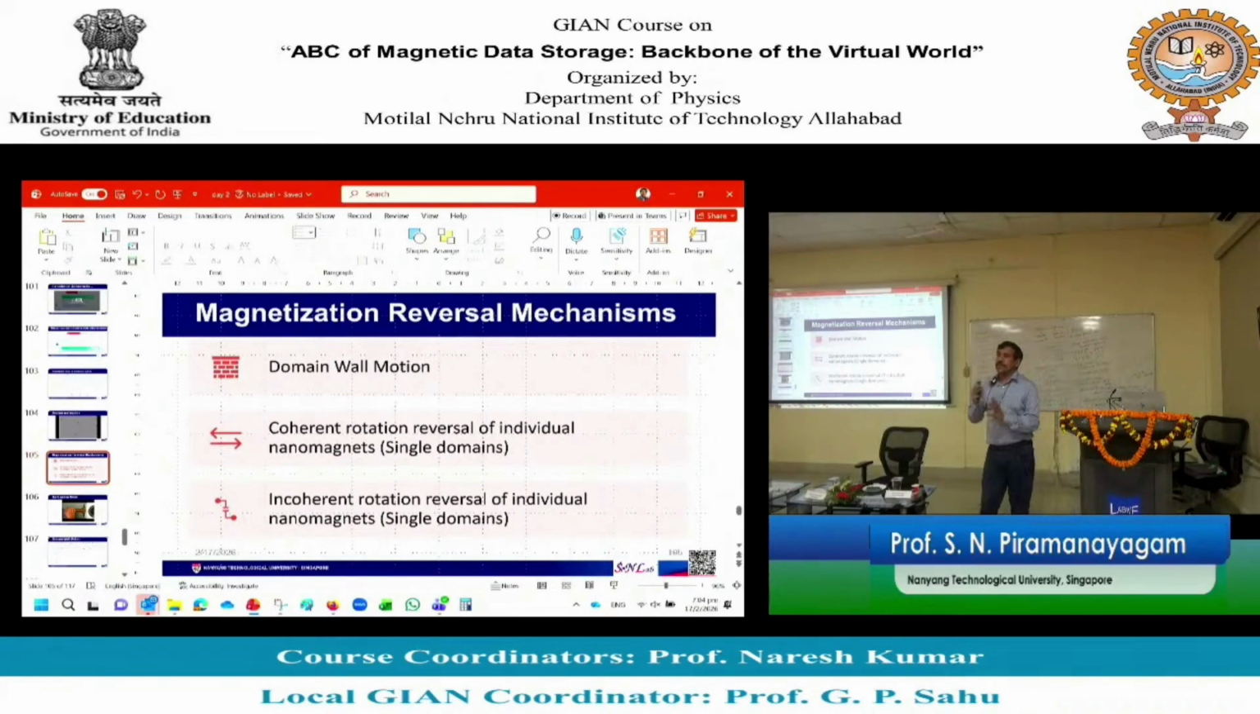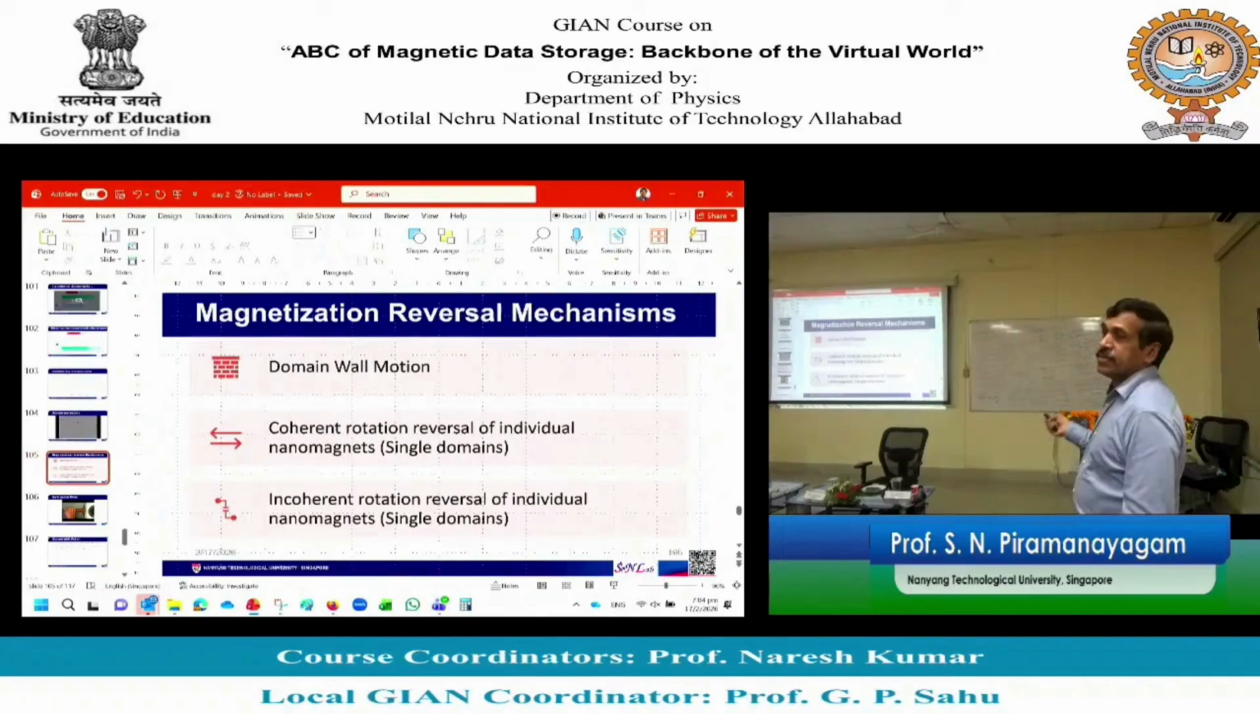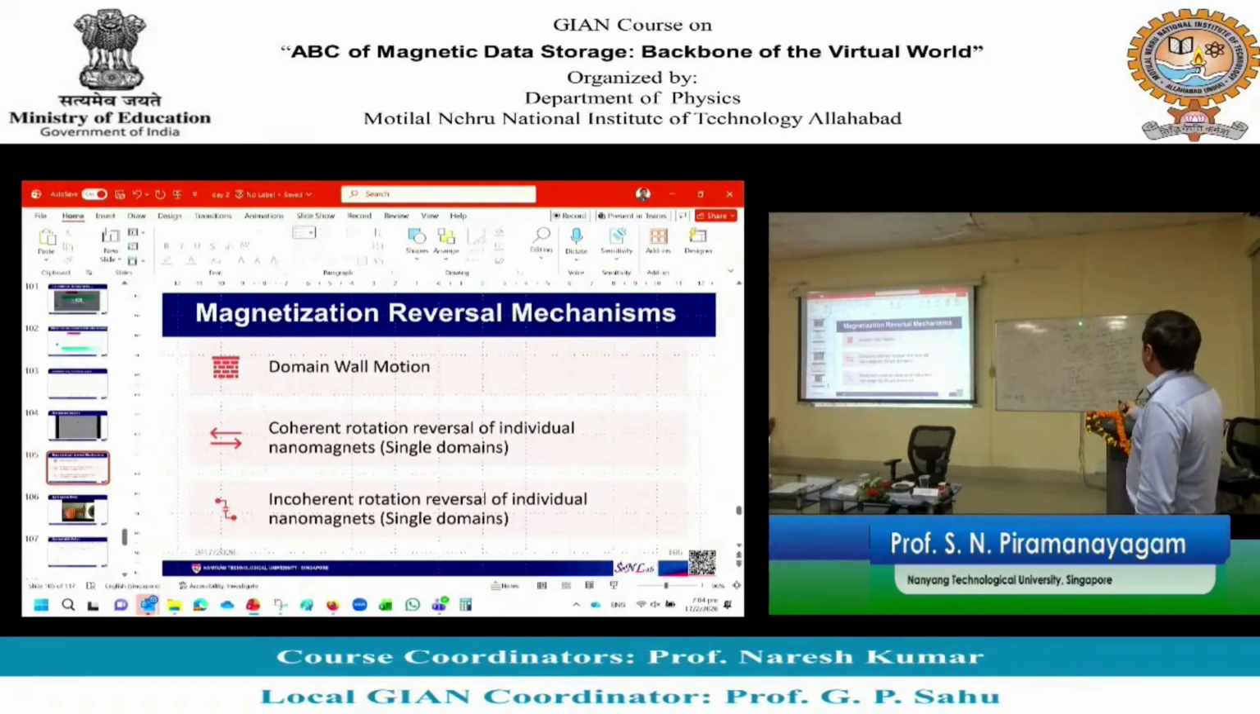the two types of ferromagnetic materials. I introduced that there are hard magnetic materials and there are soft magnetic materials. Hard magnetic materials have a large coercivity, they have a large remanence, and the soft magnetic materials have low coercivity, and they do not have a large remanence.